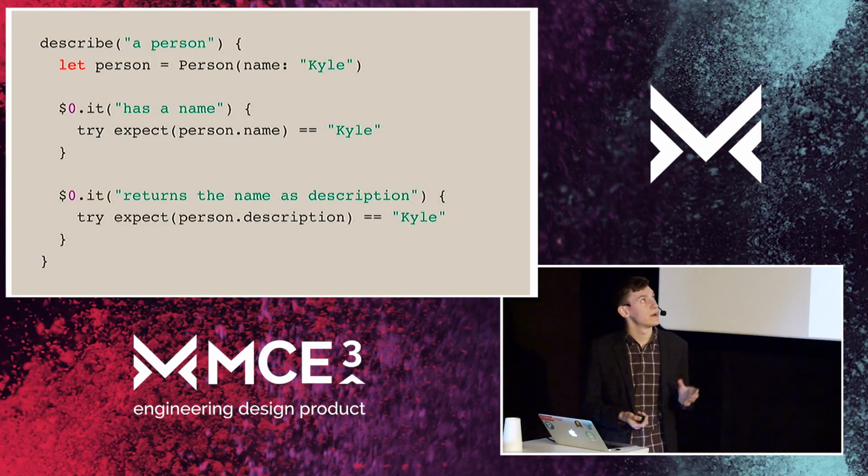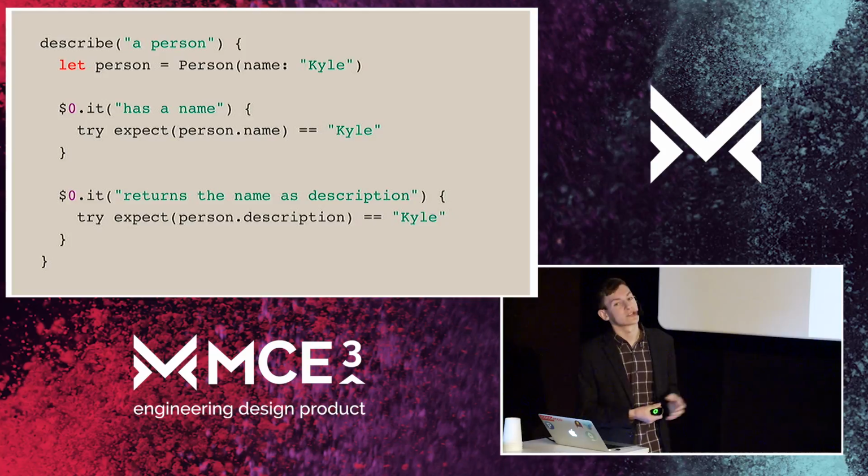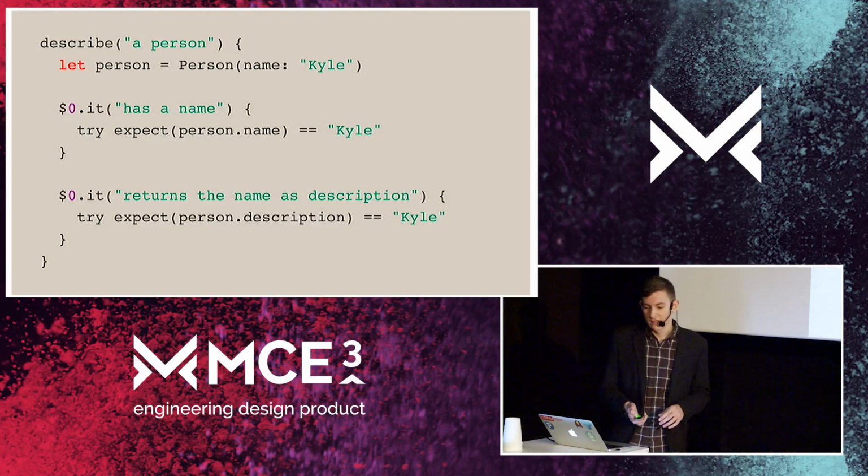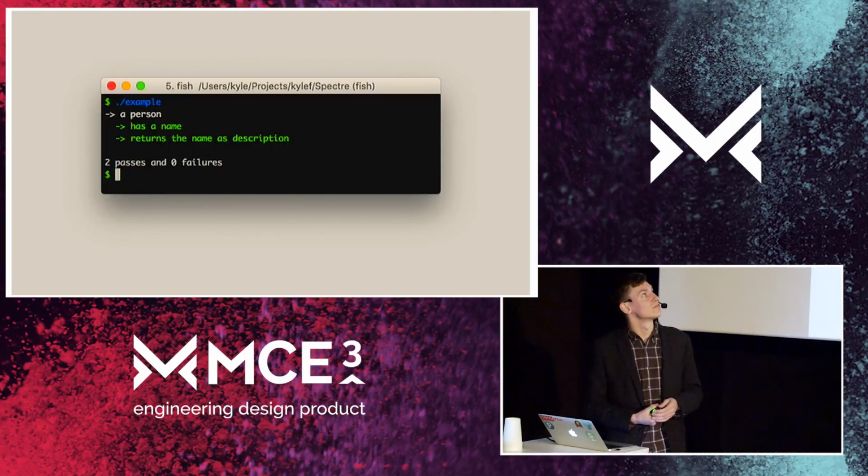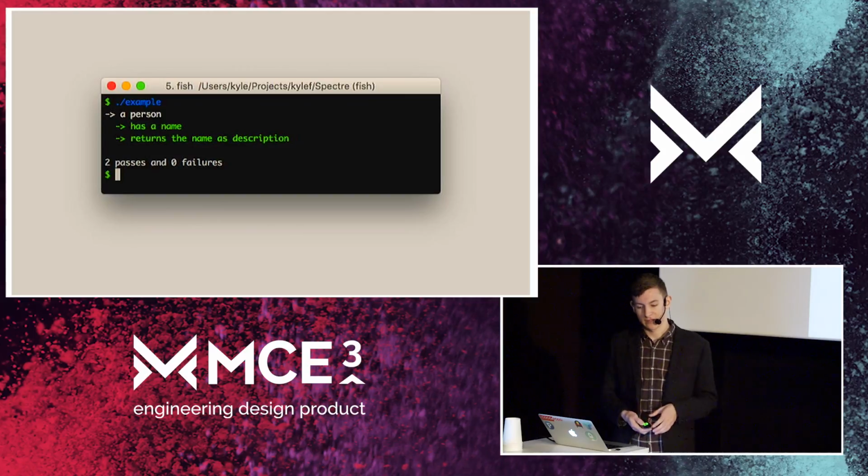Here we've described a person simply by calling a function called describe, passing a closure. And then we can say it has a name, and we can use the error handling in Swift by just saying expect person name equals Kyle. This is done with some operator overloading to provide this kind of syntax. You can build your tests as a command line tool and then just run them, and you get this output directly.